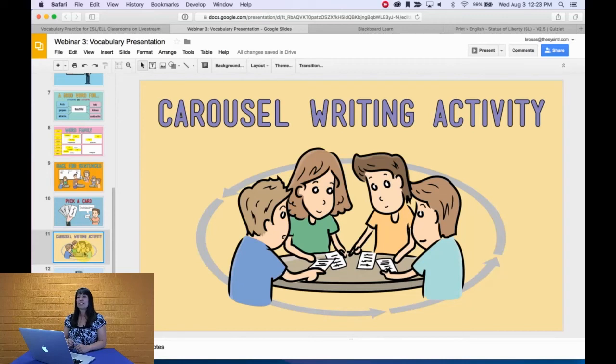So the idea here is they are writing a story, but they're only writing one sentence and using the vocabulary, of course, in that sentence. So all the students and their partners start at a butcher paper. They are then looking at their word list and trying to write a word.